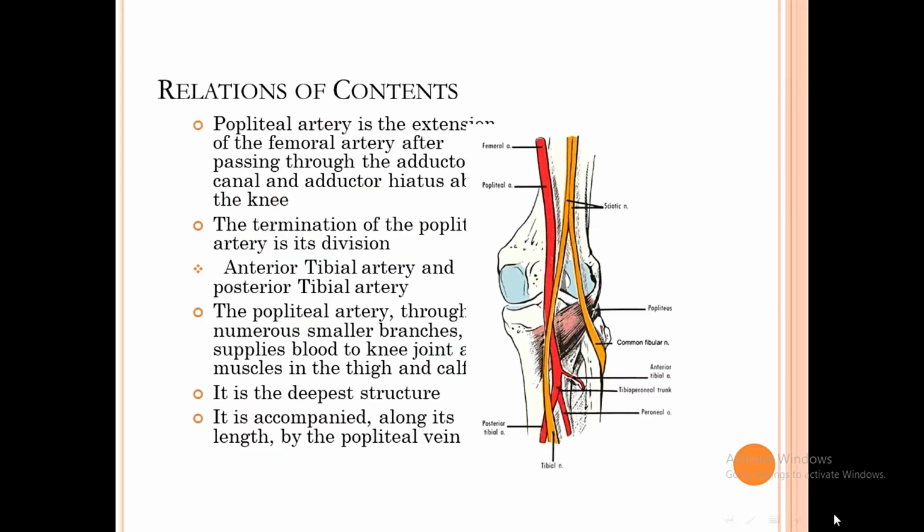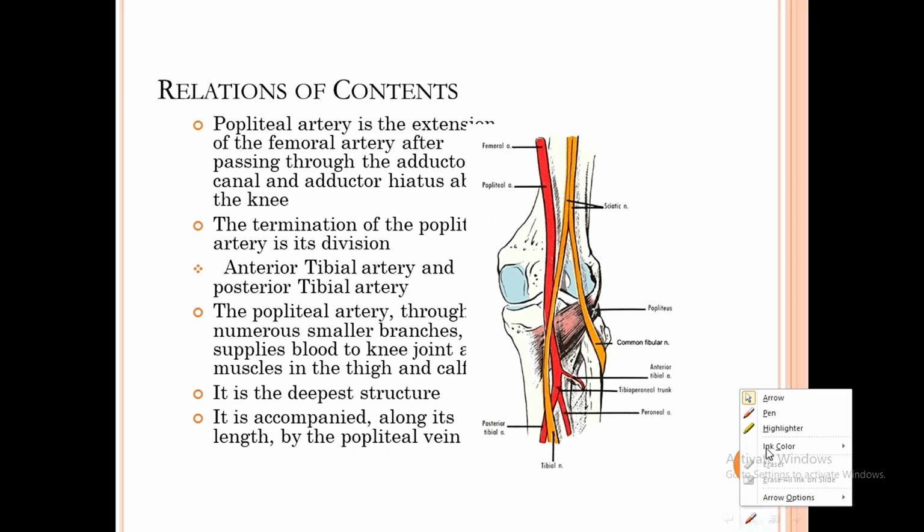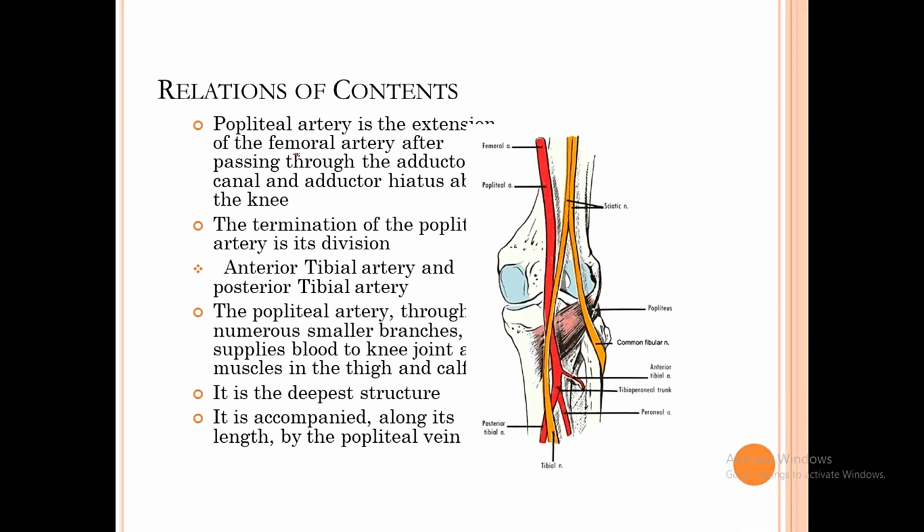So here again, we are still on the contents, but the relationship of the contents. Now we are on the artery. What is this? Popliteal artery. So the popliteal artery is the extension of femoral artery. Once it comes out of the adductor canal, then this is now known as popliteal artery.